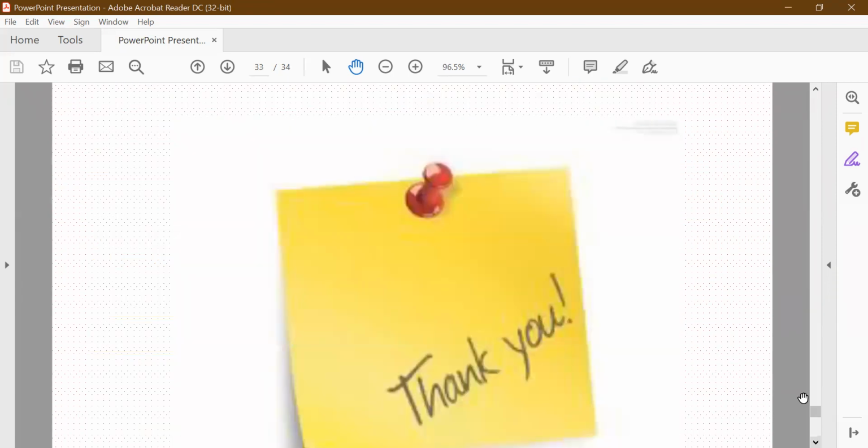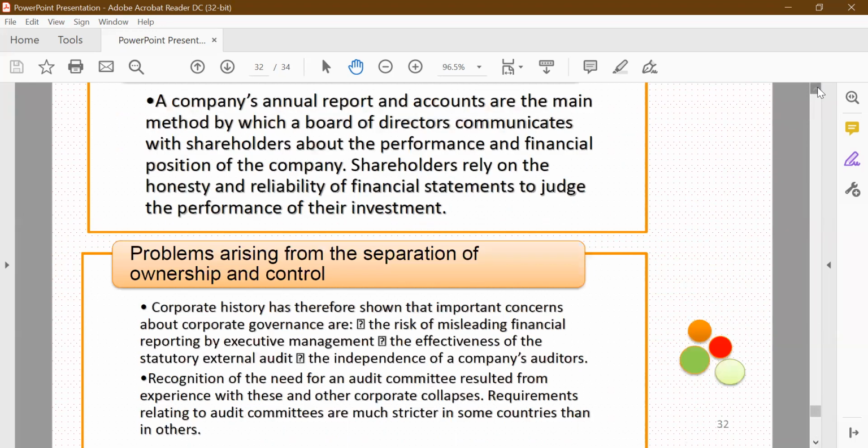Now, corporate history has shown that there are some concerns when it comes to corporate governance. Number one, the risk of misleading financial reporting. We talked about this extensively, where it's possible for executive management to mislead the shareholders with fake or bad financial reports. So that's one concern about corporate governance.